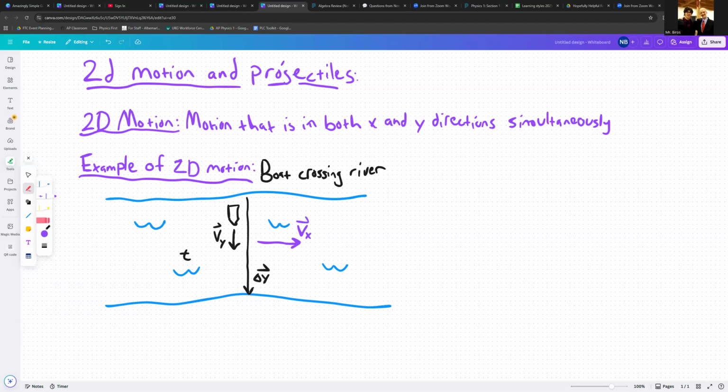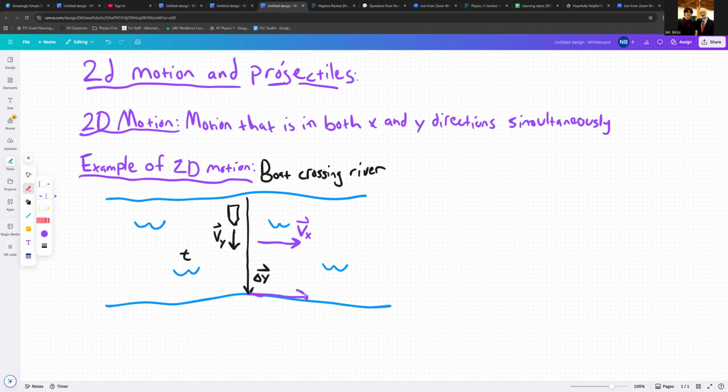Maybe it speeds up or slows down. We're not sure, but as the boat goes across, because of the current flowing downstream, or flowing to the right as we see it, the boat's not going to end up exactly across the river from where it started, at the tip of that delta y vector. It'll still go through that vertical displacement, that amount of meters from one bank to the other, but by the time it gets there, it might end up somewhere down here because it's drifted downstream with that velocity of the river and ends up at some further point.